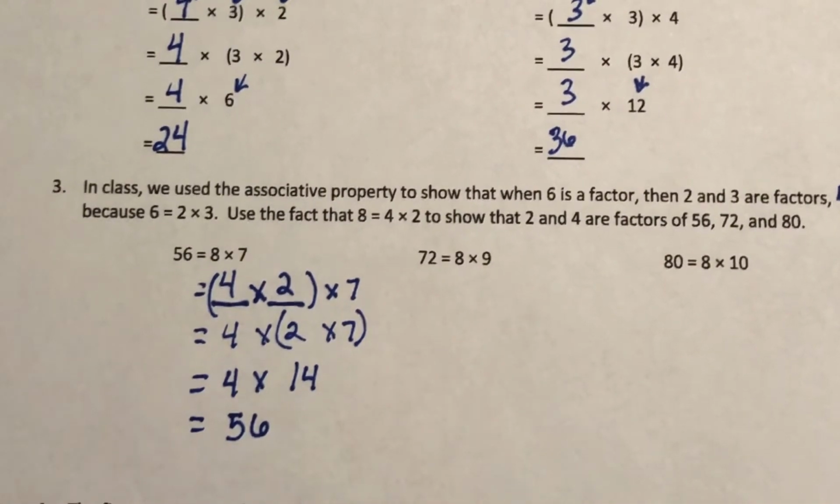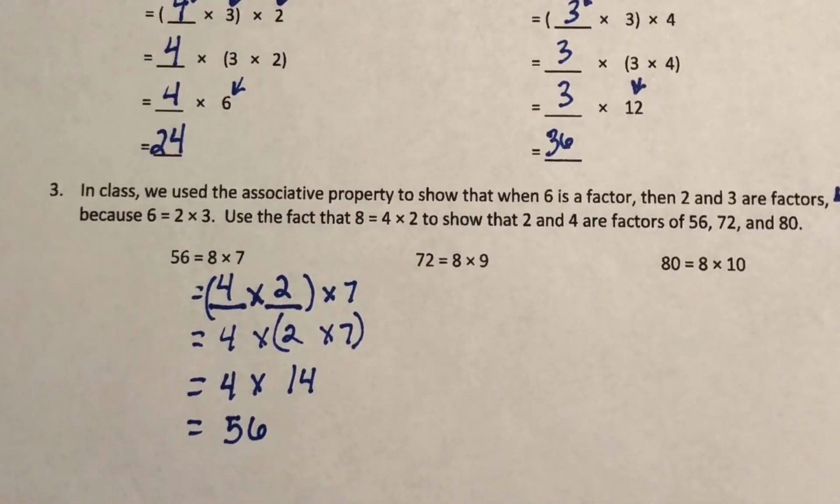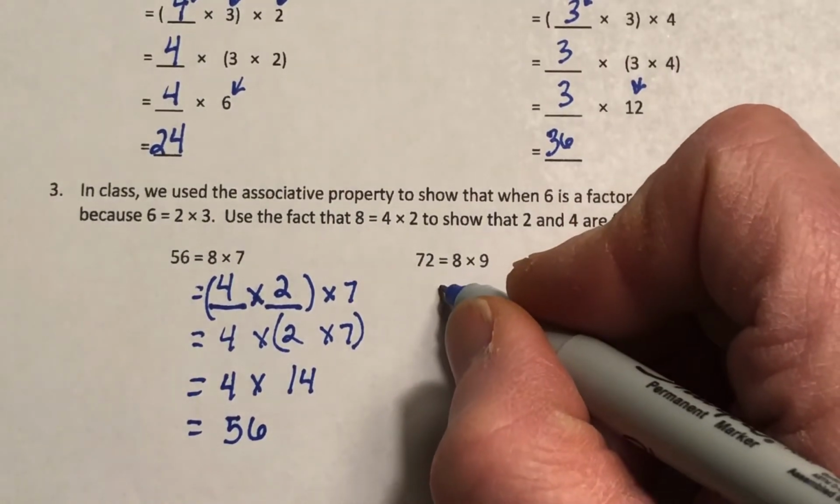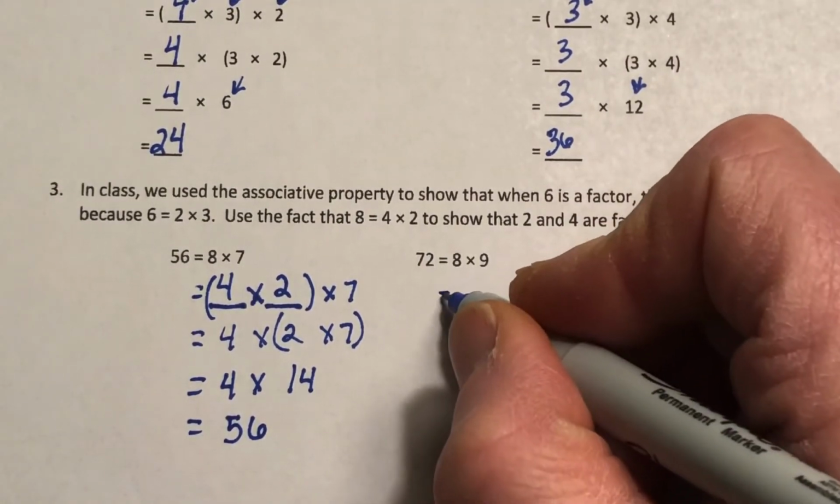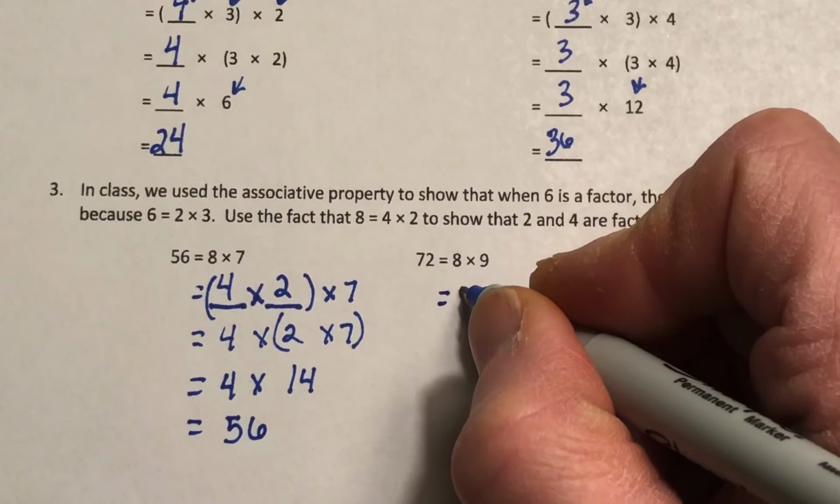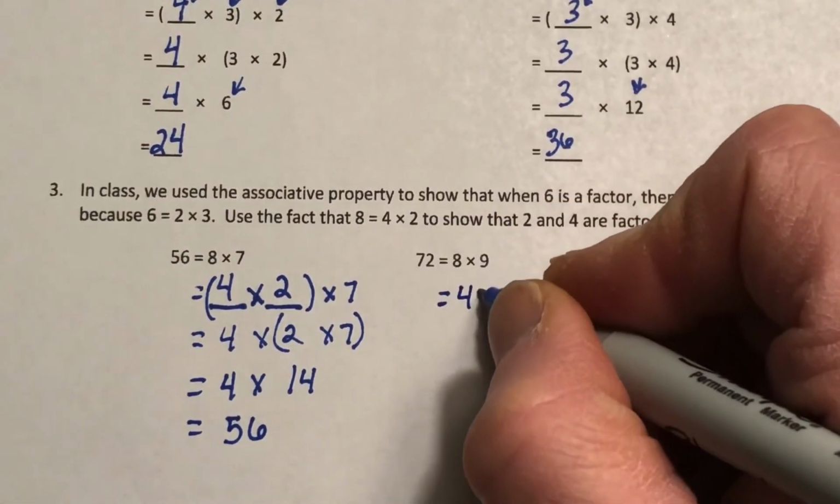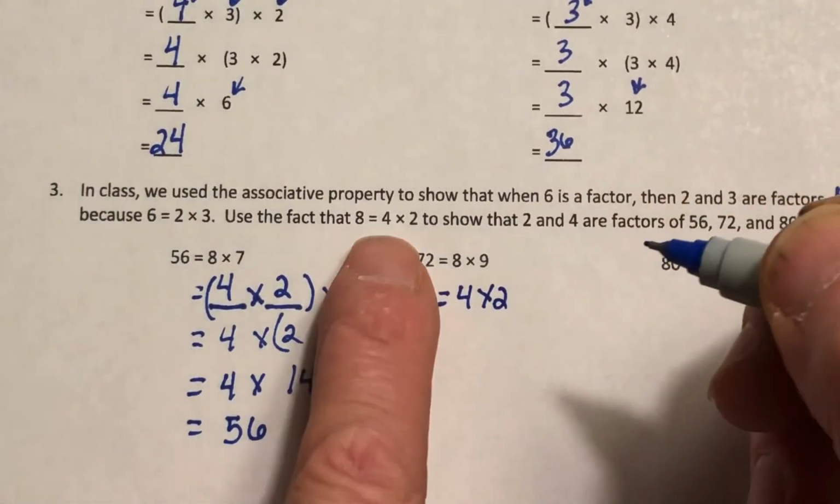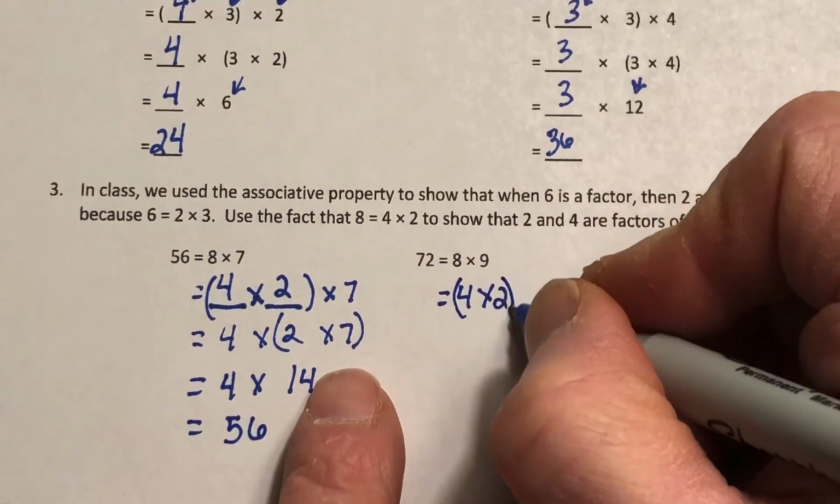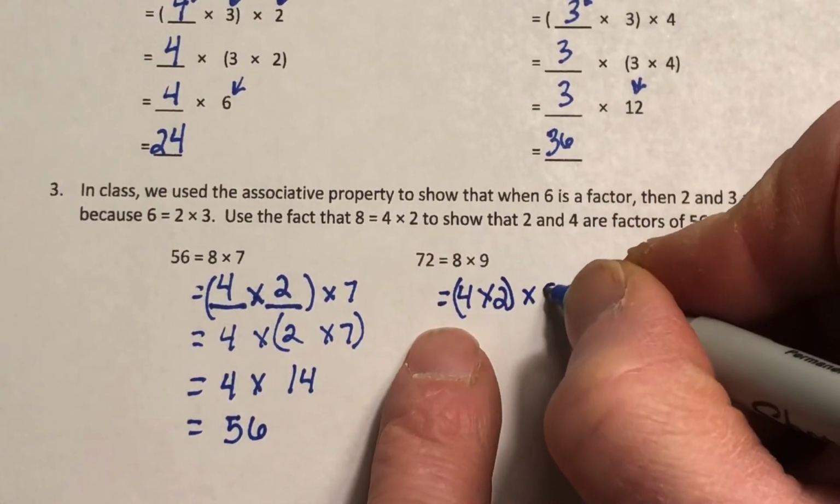Let's check out this one. All right, for this one, we're going to say 72 equals 8 times 9. I know that. So I'm going to split my 8 into a 4 times 2, just like here. Put that in parentheses, and I'm just going to multiply that by 9, okay?